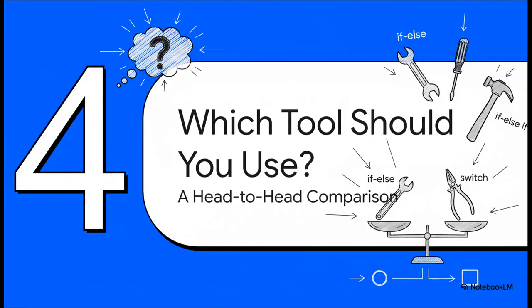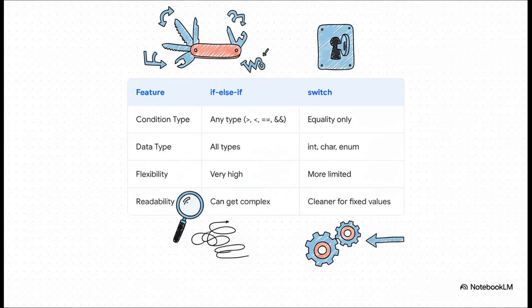Okay, so now we have our toolkit. We've got if, else if, and switch. The real secret to mastering this stuff isn't just knowing what they do, it's knowing exactly which tool to grab for which job. So let's put them head to head. This table really breaks it all down.